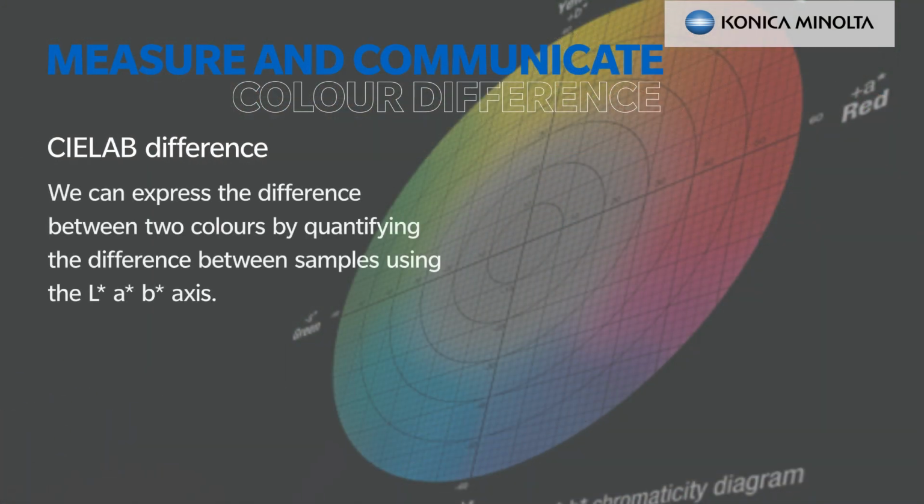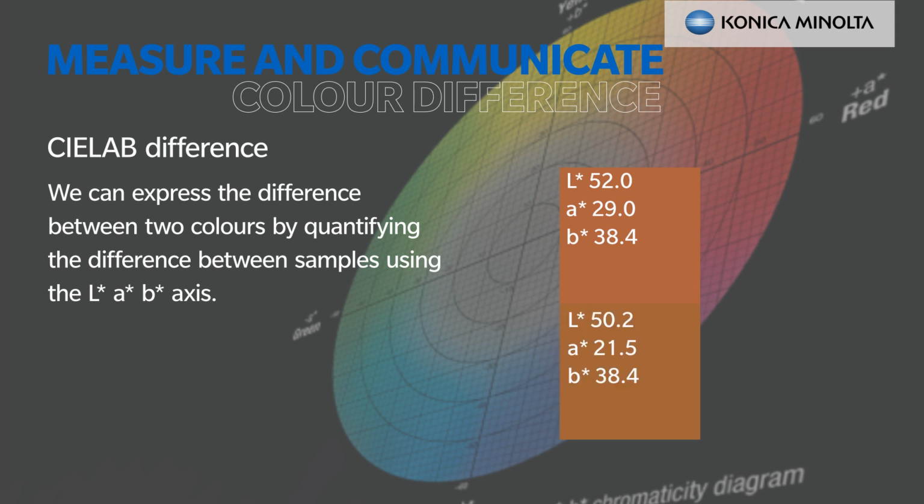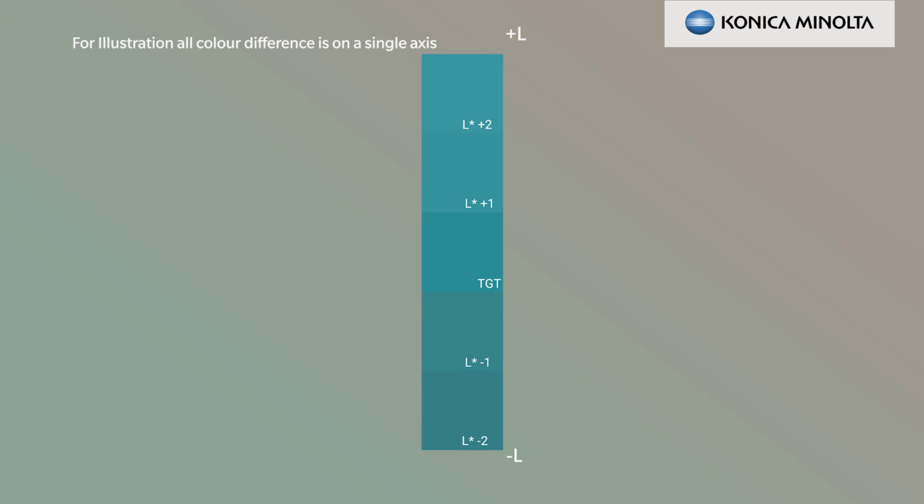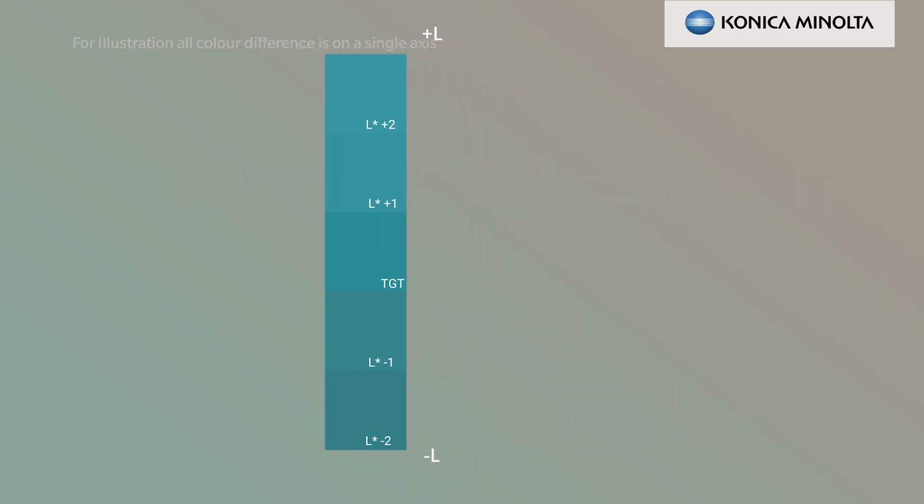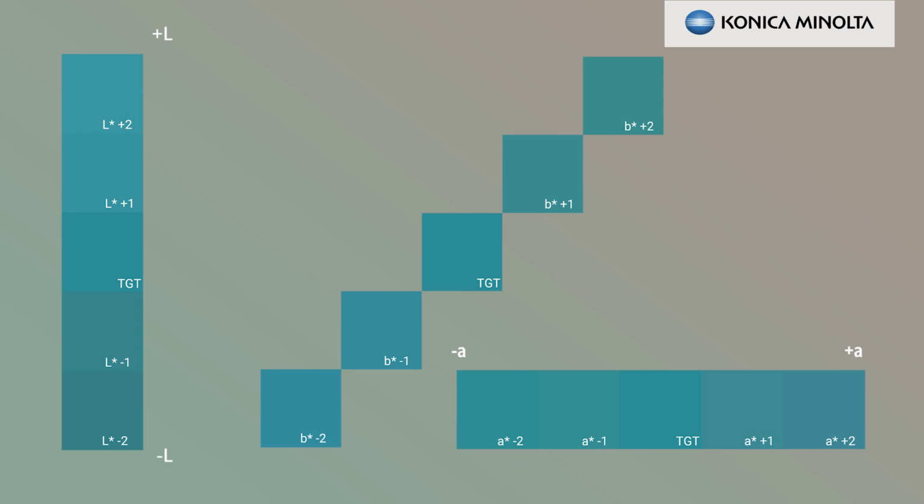The most commonly used colour space for expressing a perceived colour difference is CIELAB. Using the CIE's L*, a*, b* axes, it's possible to express each of the axes in terms of difference, for example, plus or minus L*. The illustration on screen shows a visualization of difference in a blue colour, entirely on each of the axes. First, lightness, with the target colour in the centre. Next, the a* axis, and finally the b* axis.